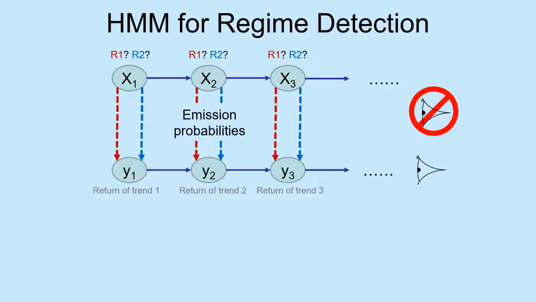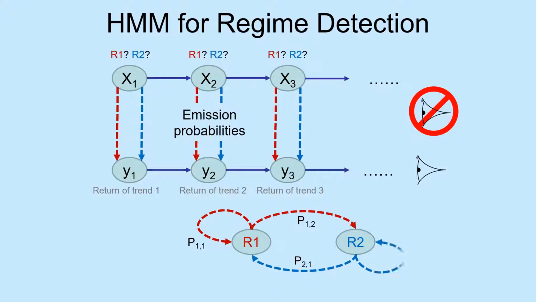For example, if the previous state was regime 1, then the probability of the current state being in regime 1 and regime 2 is P11 and P12 respectively. P11 is 1 minus P12. So given a two-state problem, we only have to learn two probabilities, P12 and P21. We call this the transition function.